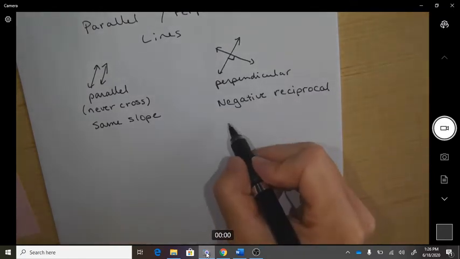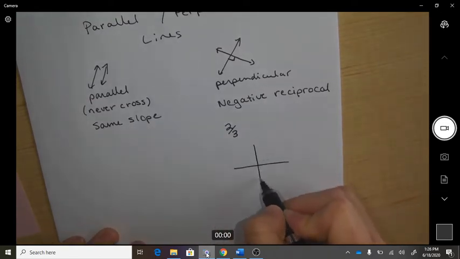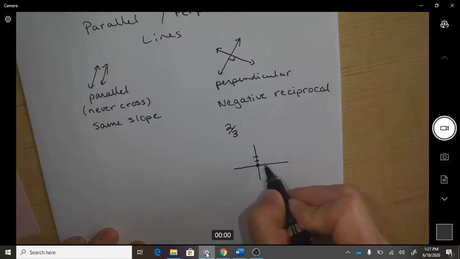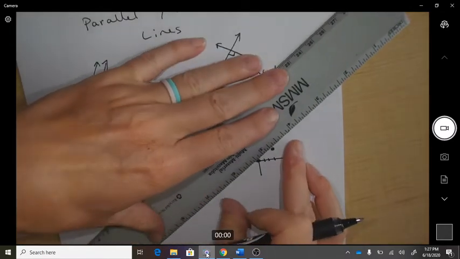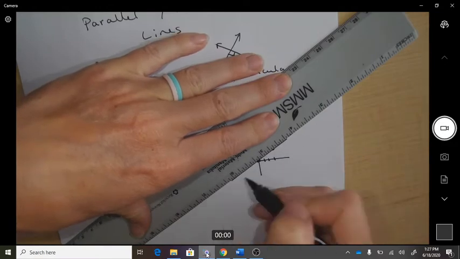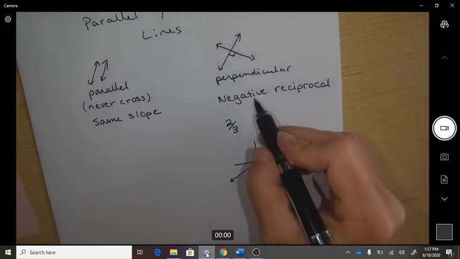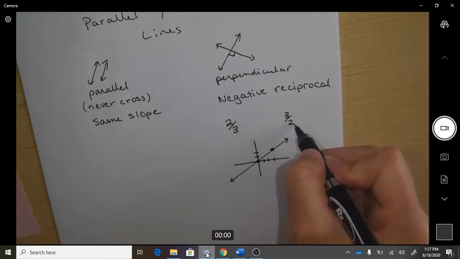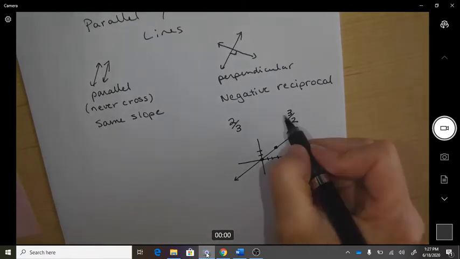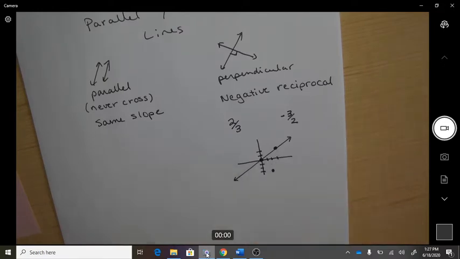Okay, so I'm going to give you an example. So if a slope of 2/3, I'm going to just start from the middle. I'm going to go up 2, right 3. Okay, so that's a line. So up 2, right 3. So if I negate this and I reciprocate it, meaning I switch the parts of the fraction, and then now it's negative. So from this starting point, now I'm going to go down 3, right 2.